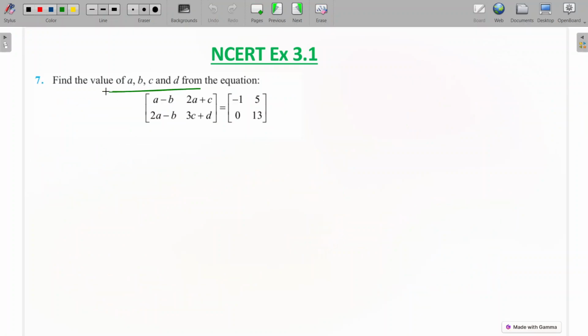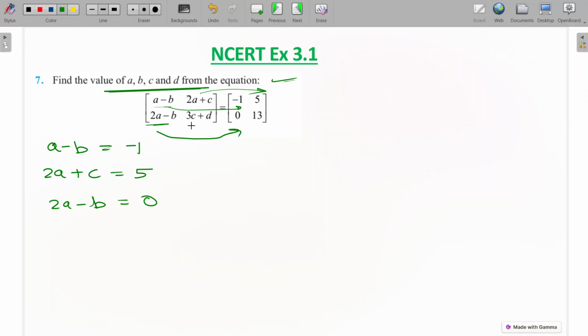Find the value of a, b, c and d from the equation. So this is also similar to the previous one. Here it is a 2 cross 2 matrix. So now let's put all the equations in a row manner. Now a minus b is equal to minus 1. Again from the first row, second column, it is showing 2a plus c is equal to 5. Again from here it is showing 2a minus b is equal to 0. Again this one is saying 3c plus d is equal to 13.